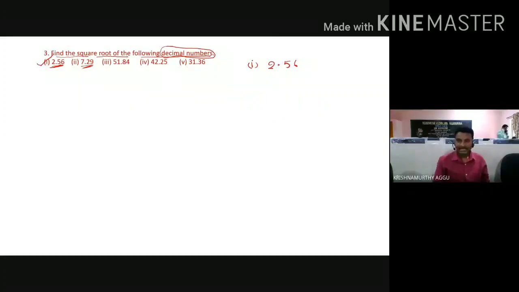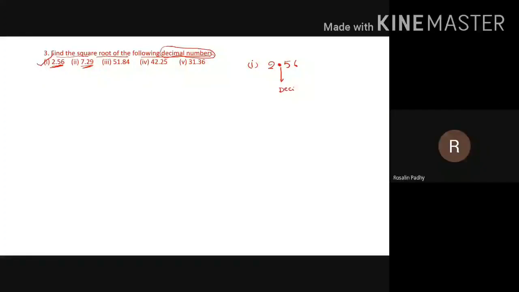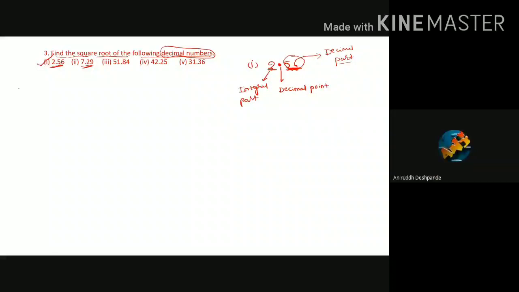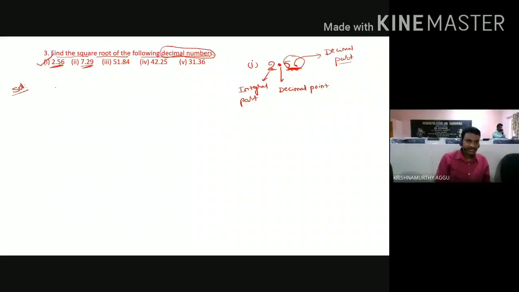2.56. See, this is called a decimal point. What will you call this one? Decimal point, which you have learnt in class 7th. Before the decimal point, this part is known as the integral part. After the decimal point, that entire part is known as the decimal part. Clear? Yes, sir. Right.